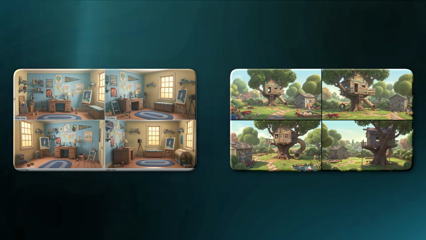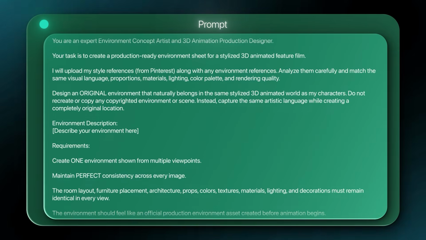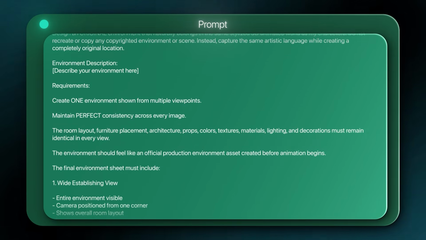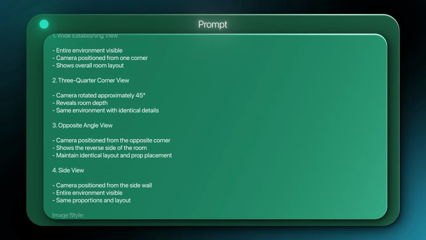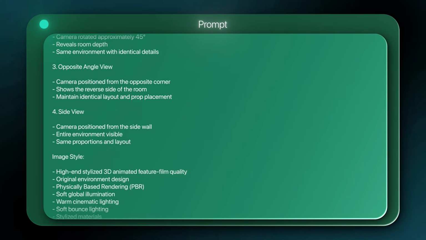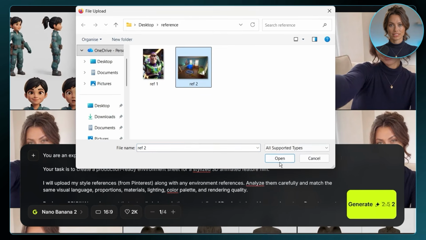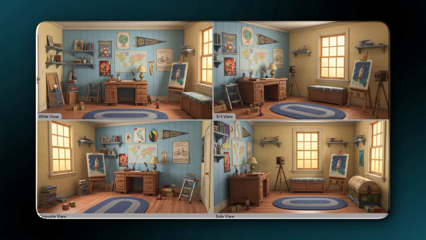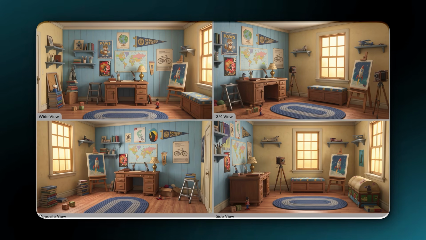So here I used the same logic that I used for the characters and applied it to the environments. Because if your world shifts between shots, the whole thing falls apart. So I locked my environments before generating anything else. For my first environment, the bedroom, I asked for a full environment sheet from 4 angles: a wide establishing view, a 3/4 view, an opposite angle, and a side view, based on a reference image with strict rules that the furniture, colors, and layout couldn't change between views at all. I pasted the prompt, uploaded the reference image, and then hit generate. The result was a clean, cohesive bedroom that looked identical across all 4 angles, exactly like a real production asset.